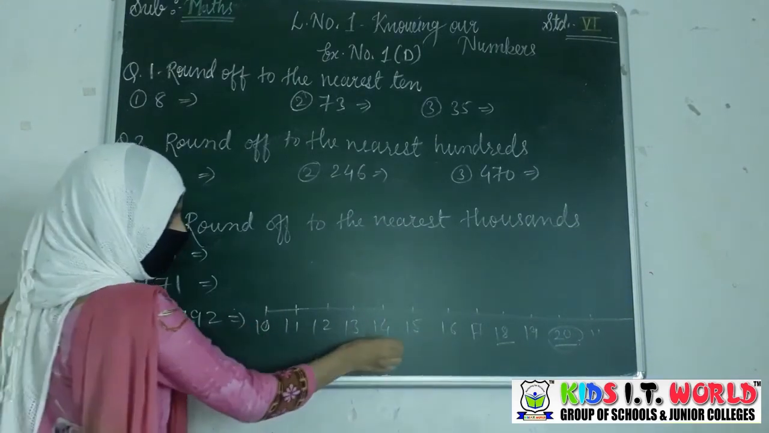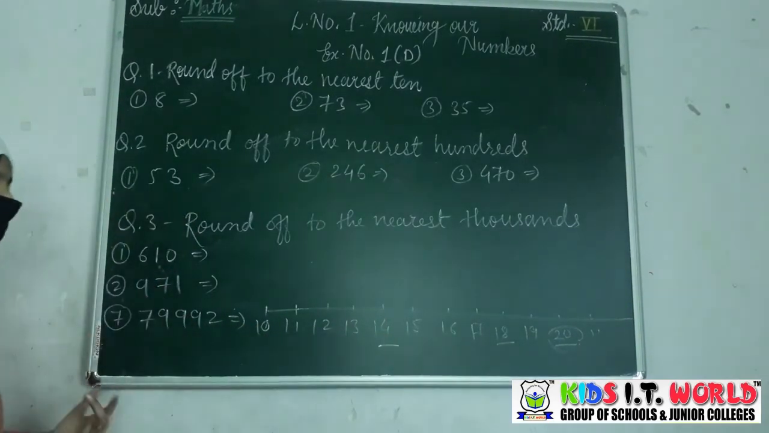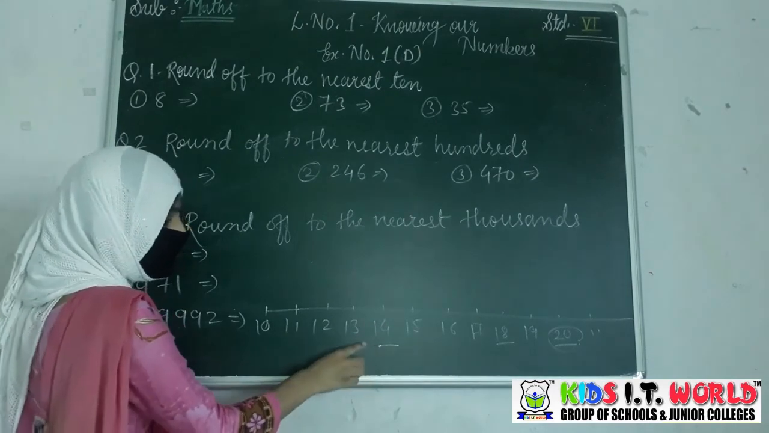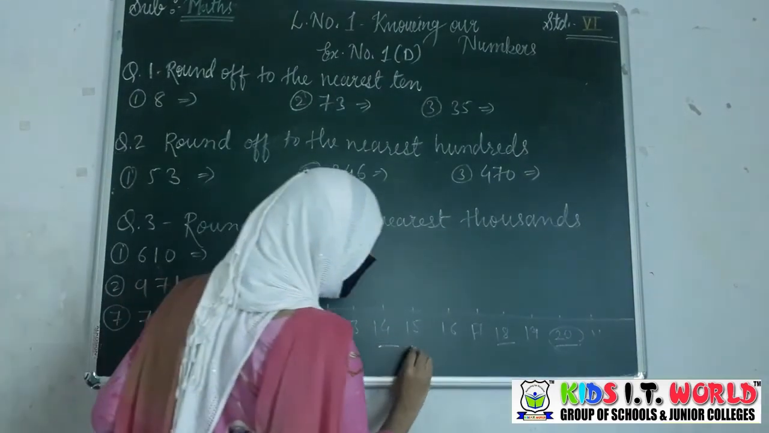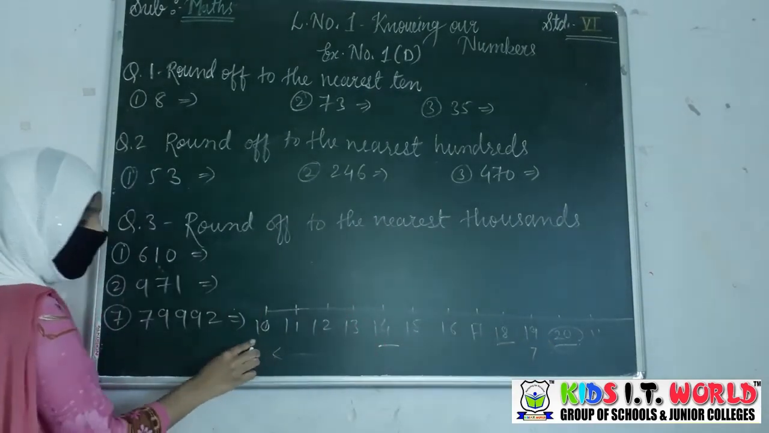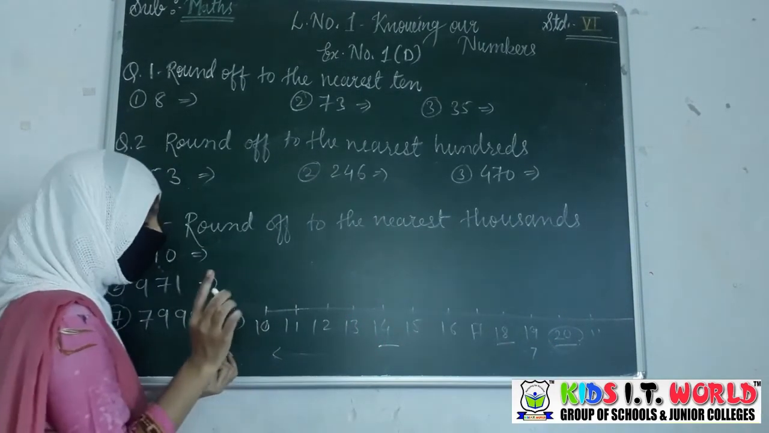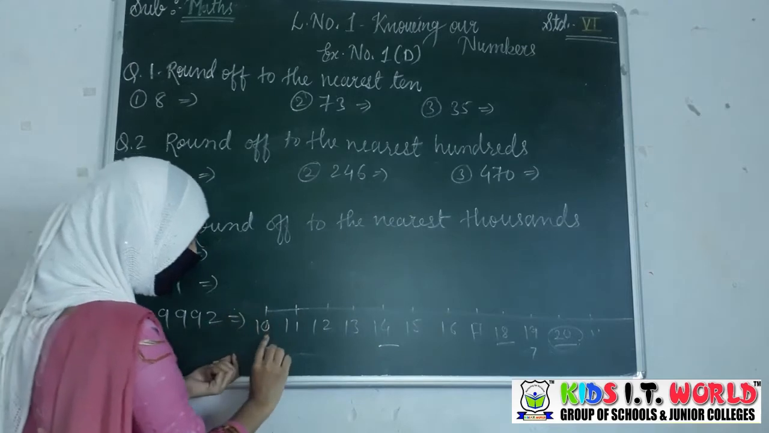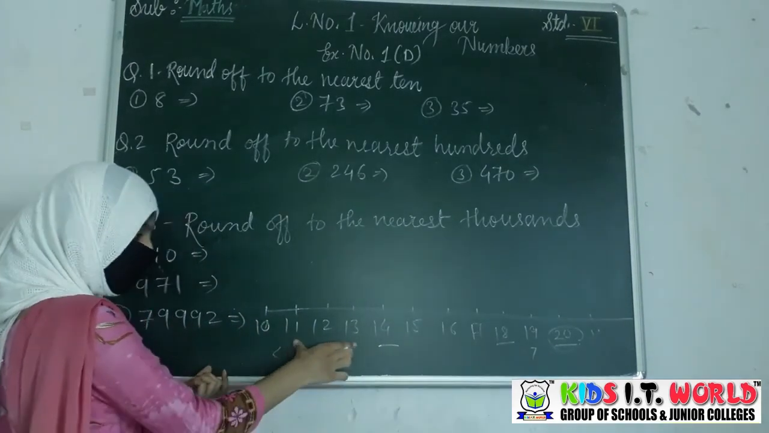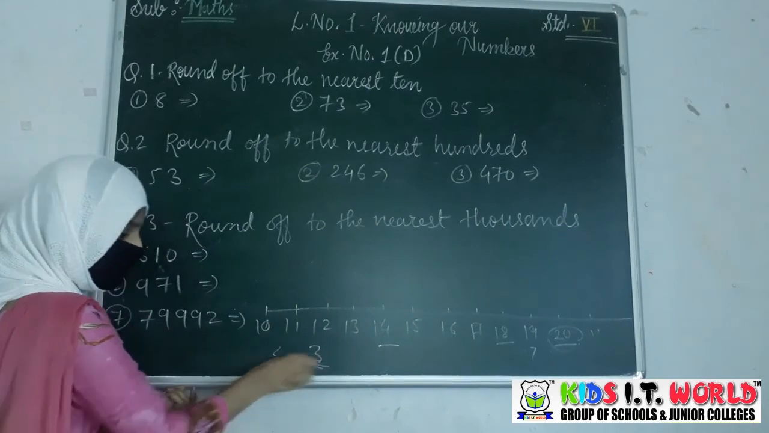14. So how will you find? What will be the rounding off value of 14 nearest to the tens? See, nearest to the tens, it is going to 20 and it is nearest to the tens also. But what you will see is from 10 to 14, how many digits are there? 3. So the difference between these is only 3 numbers.